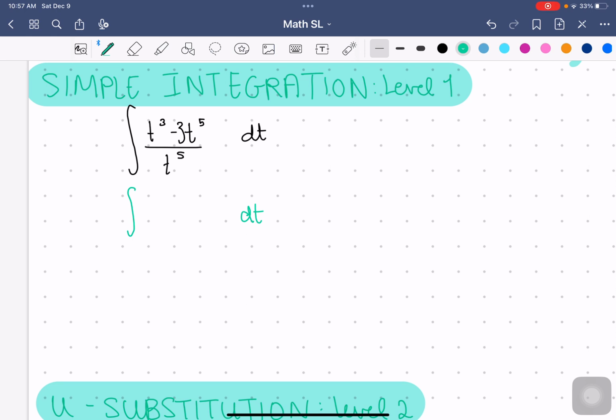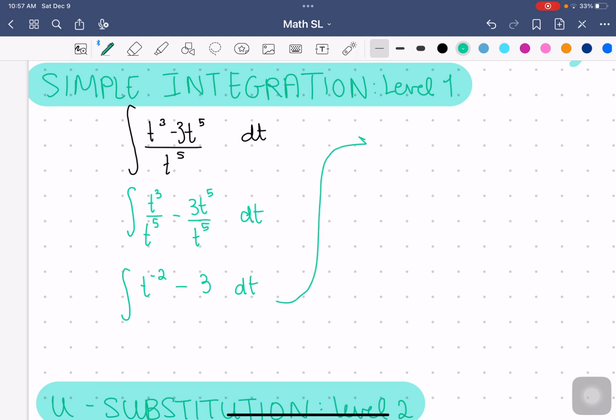Okay, so I'm going to go t over t to the power 3 over t to the power 5, because I don't know how to integrate it in this format and I don't want to multiply it by t to the power negative 5. So this is what I'm going to do. Minus 3t to the power 5 over t to the power 5. And hey, look at that. We can subtract them now. So once we subtract the powers, we're going to get t to the power of negative 2 minus just 3. See? Look how simple that is now.